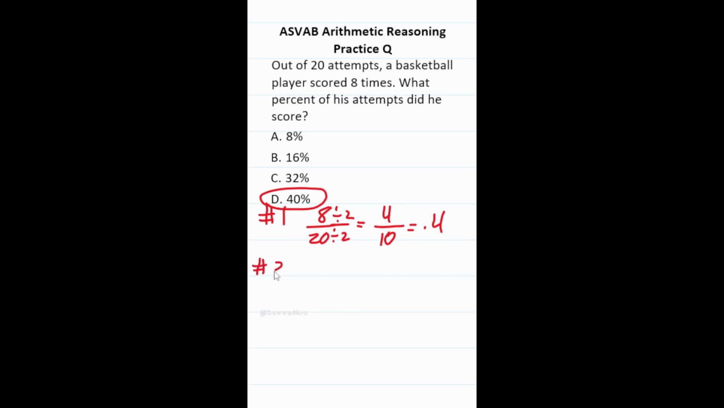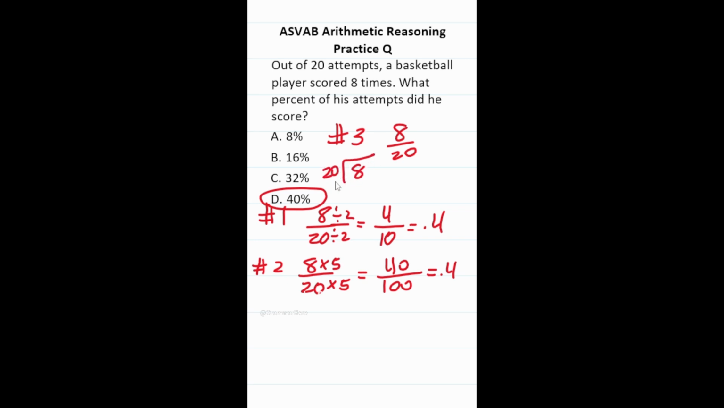The other way to view this one is like this. You have a basketball player who scored 8 out of 20 attempts. If you multiply this by 5, this becomes 100. And you have to multiply this by 5, this becomes 40. 40 out of 100 is also 0.4. Now, the third way to solve this one is to say you have a basketball player who scored 8 out of 20 times. View this as long division as 8 divided by 20. And if you do this long division, you'll notice that this becomes 0.4.